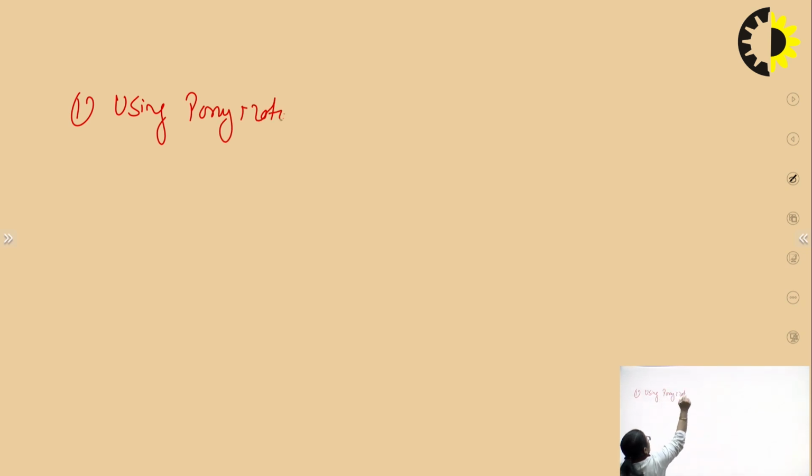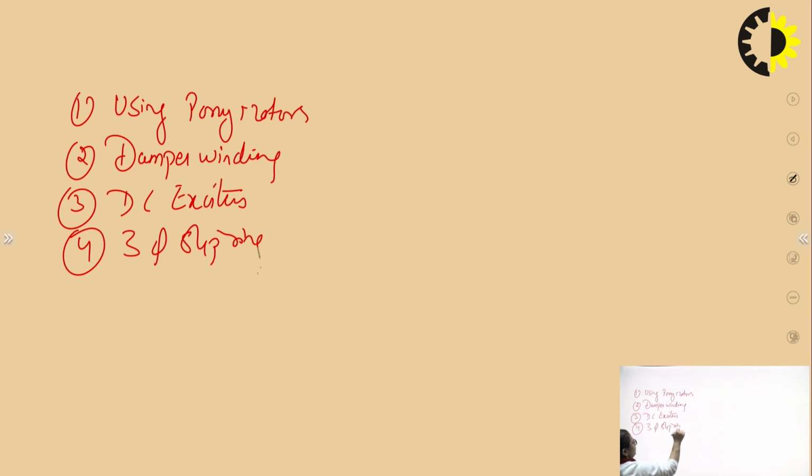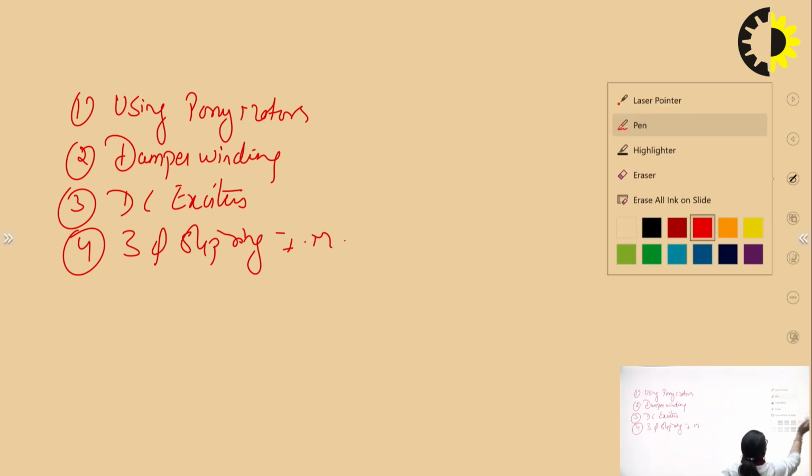And the other method is by using damper winding. The third method is by using DC exciters. The fourth method is by using a three-phase slip ring induction motor, right? So as the question asks to discuss only one of the methods, we are going to discuss damper winding, how it is going to work with damper winding.